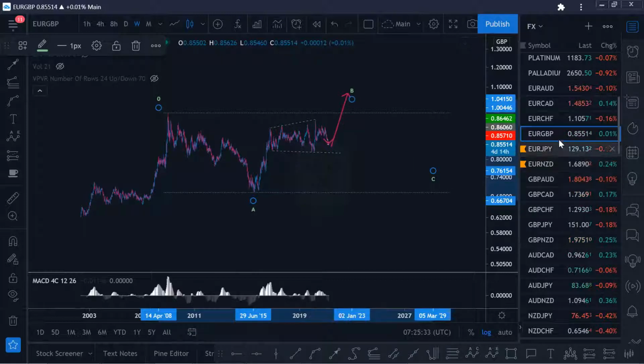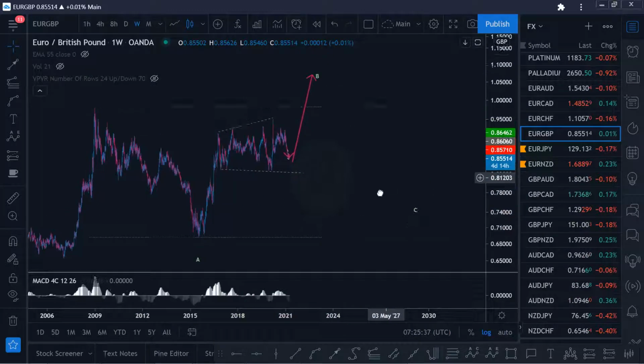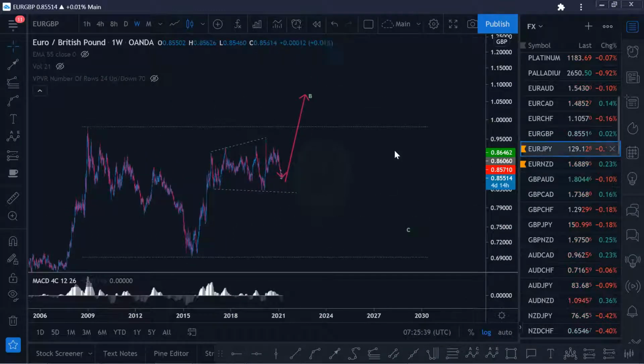I think it's more towards pound weakness rather than euro strength, because if you look at all the pound pairs, they all look like they want to move quite strongly.